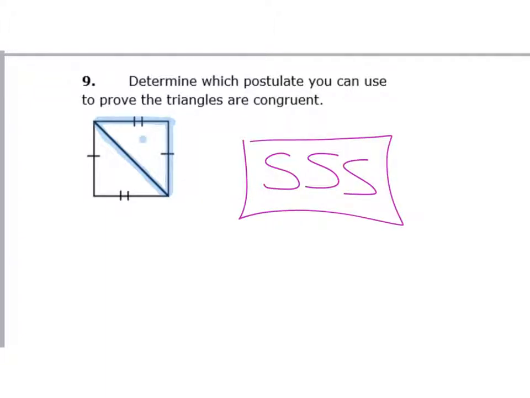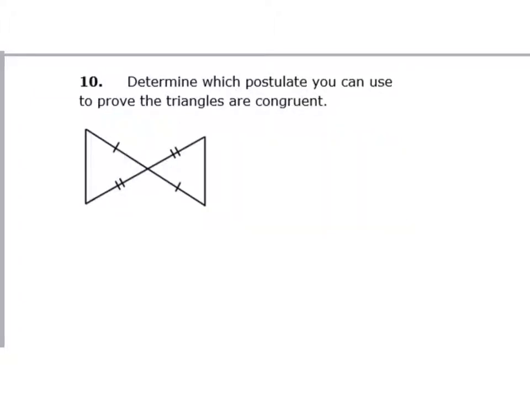Okay, well, let's look at the next one. All right, so on number 10, determine which postulate you can use to prove the triangles are congruent. I'm going to do the same thing I did before. I see a single tick mark that matches with a single, a double tick mark that matches with a double, and then I don't see anything else marked.